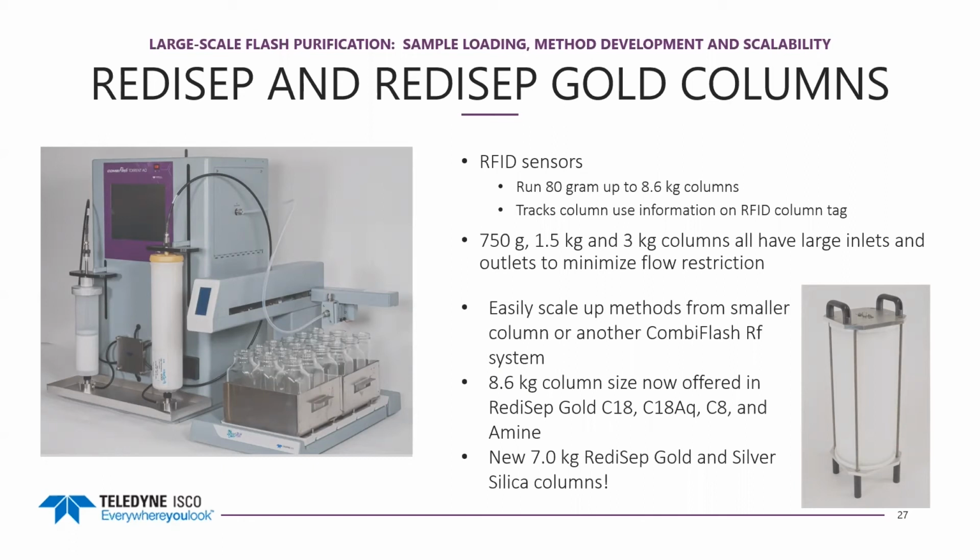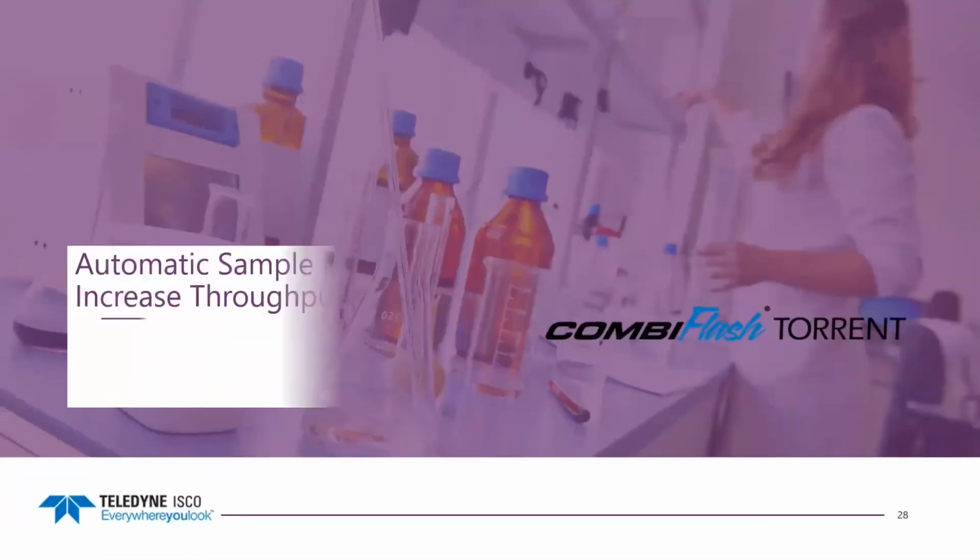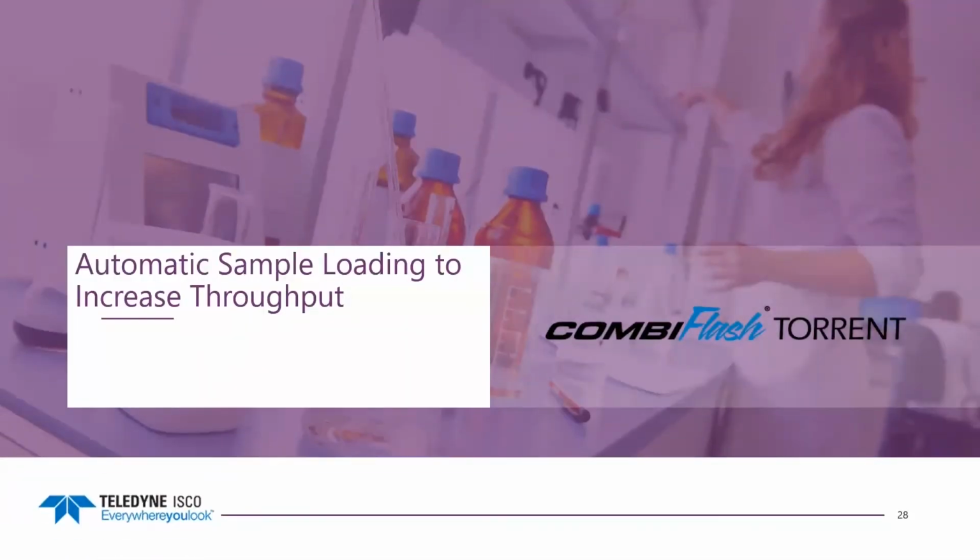And like I've said before, the 8.6 kilogram column is now offered in all of our Gold medias, the C18, C18AQ, C8 and amine columns. And the same column body is used to offer 7 kilogram REDISEP Gold and silver silica columns. So now those are all offered as new products this year. These REDISEP columns can also fit on other competitor systems. There's a good technical note online describing how to connect those columns to other systems.